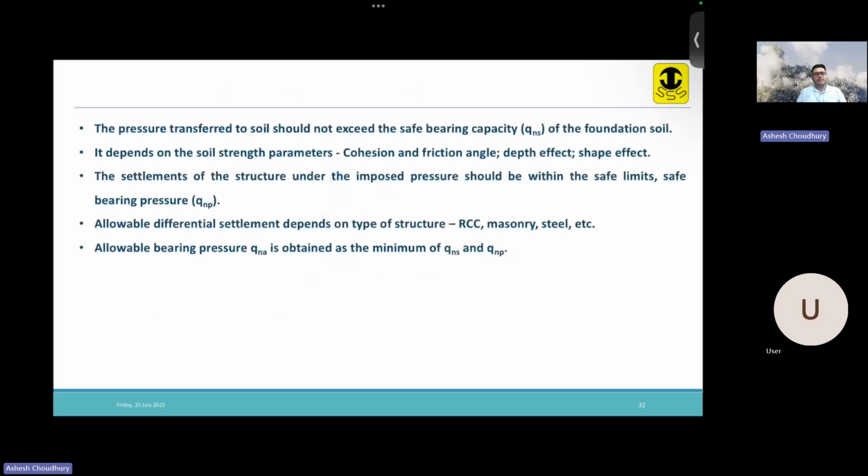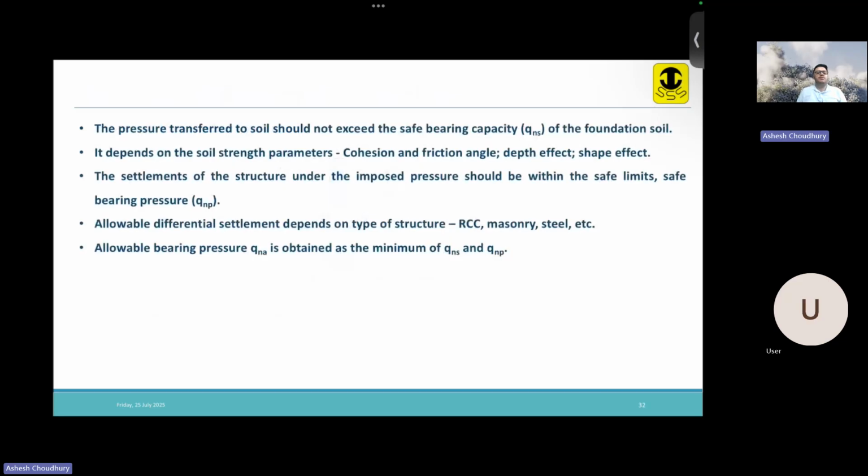That is safe bearing pressure. The settlement of the structure under the imposed pressure should be within safe limits, so we should not have excessive settlements. So this is called the safe bearing pressure. Allowable differential settlement depends on the type of structure, whether it is RCC, masonry, steel, etc.